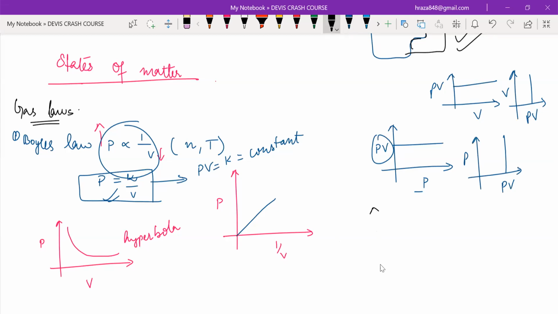What if I'm going to ask you log P versus log V? To plot a graph, you need an equation. If you're unable to do it, just let me know.